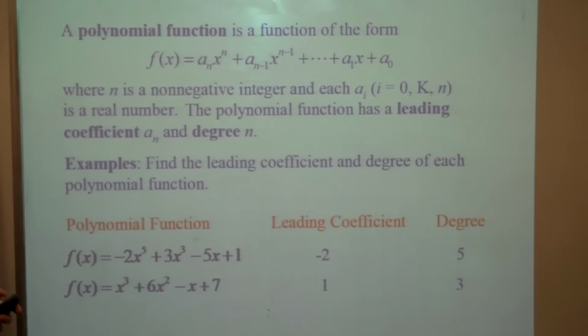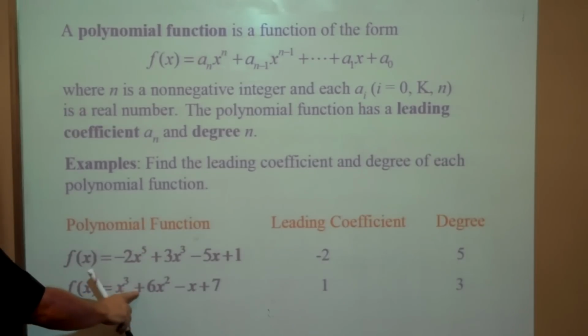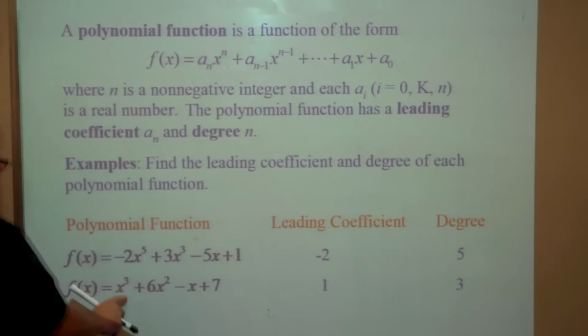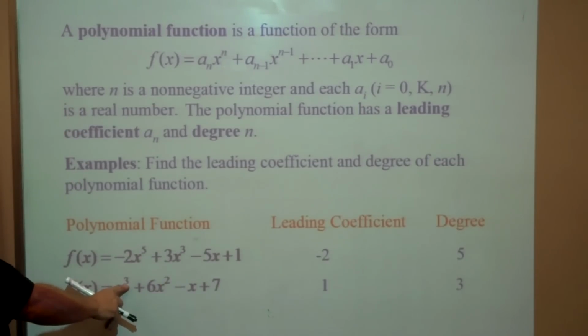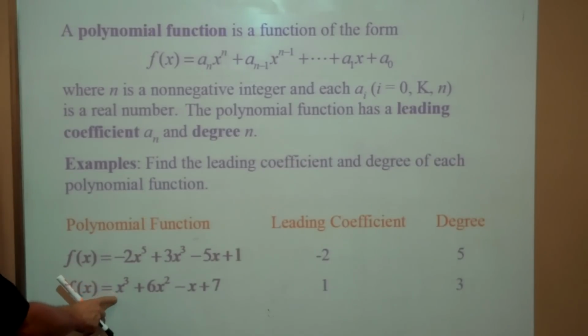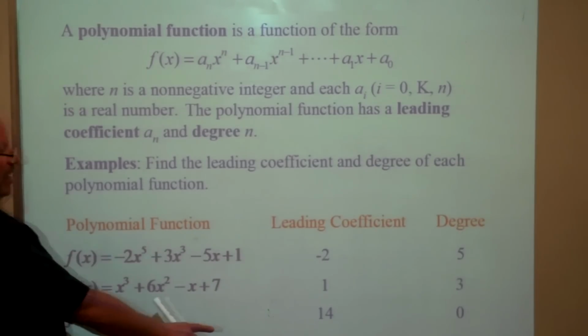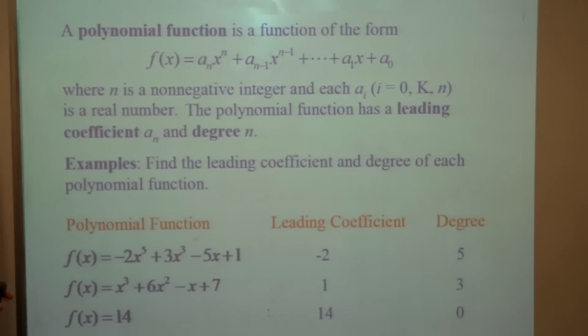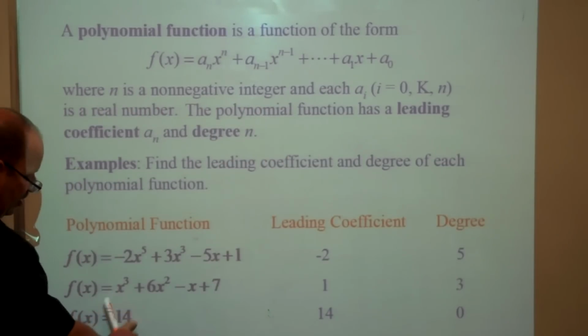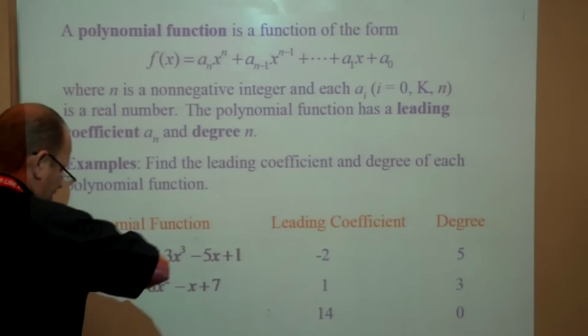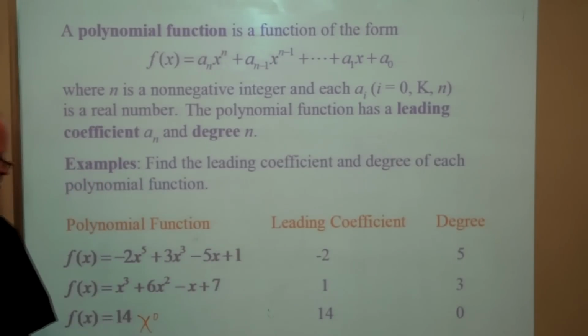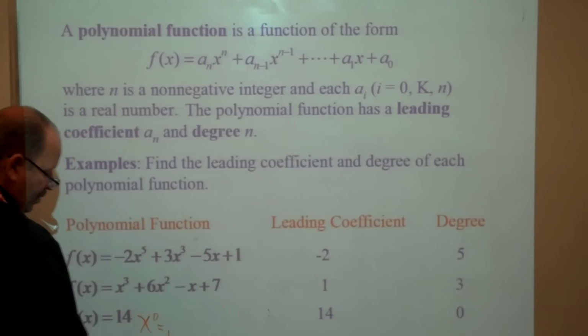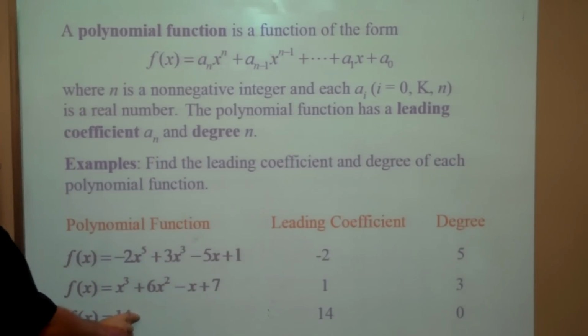Okay? Another example. x to the third plus 6x squared minus x plus 7. This is a third degree polynomial with a lead coefficient of 1. Finally, another example. f of x equals 14. This is the lead coefficient, and this is a degree 0 polynomial because it has an x to the 0. Remember that when we study exponents, anything raised to the 0 equals 1, right? So 14 times 1, 14.